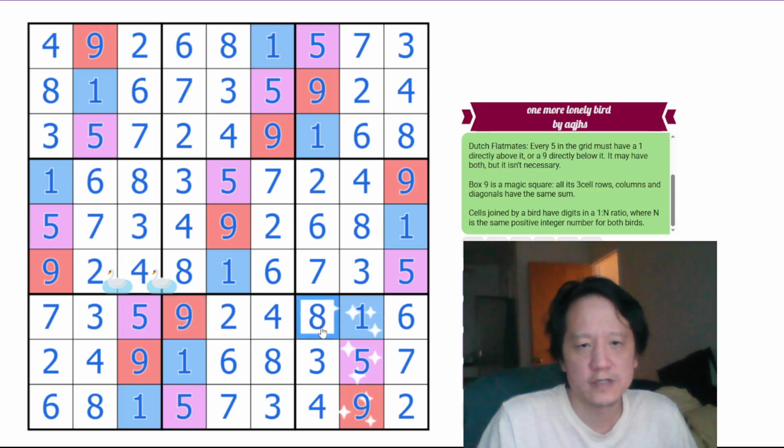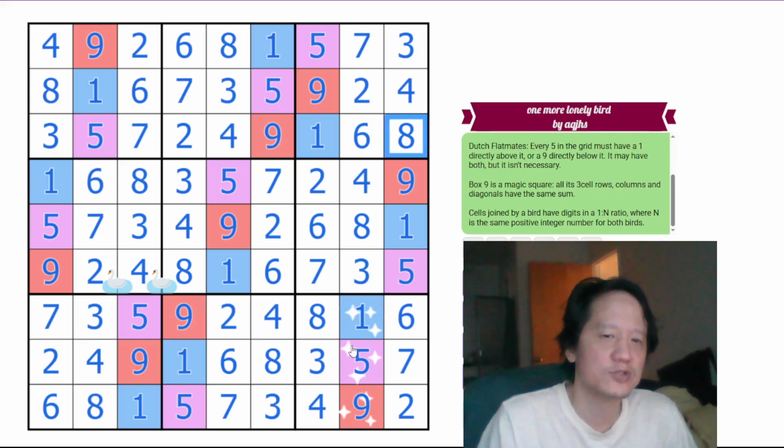Box 9, 8 in that position. Box 2, 8 in that position. Box 4, 8 in that position. Box 1, 8. Box 6, 8. Box 8, 8. It's the same one. Box 5, 8 in that position. Box 7, 8 in that position. Box 3, 8 in that position.